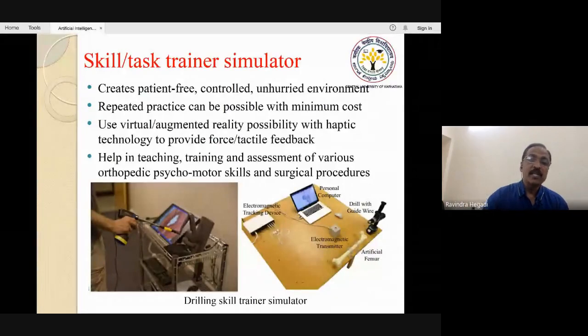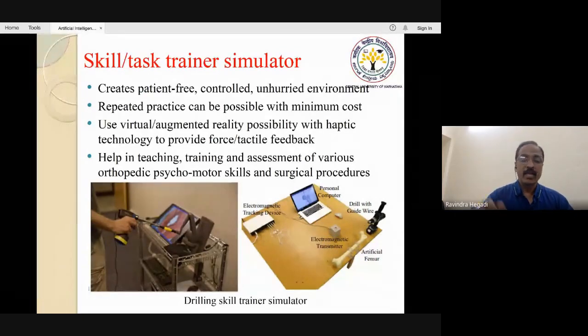So that's why that feeling effect will also be provided in the simulators, because you have to understand. When you apply more force, there will be more drilling. If you apply less force, there will not be any drilling at all. So that kind of haptic technology is built into the simulators, to help in teaching, training, and assessment of various orthopedic psychomotor skills and surgical procedures. So why do we need these devices?